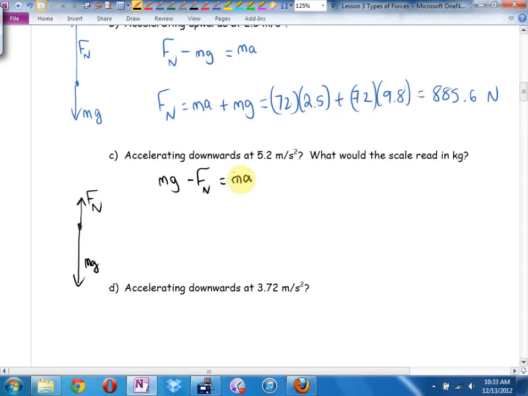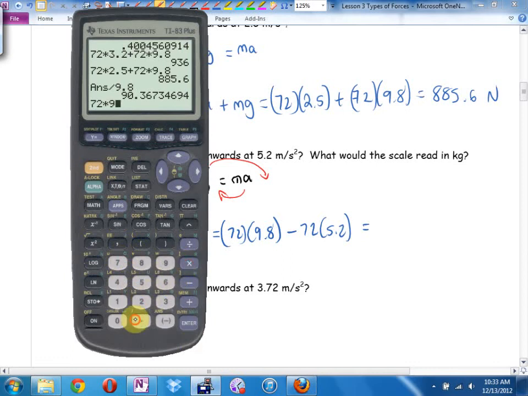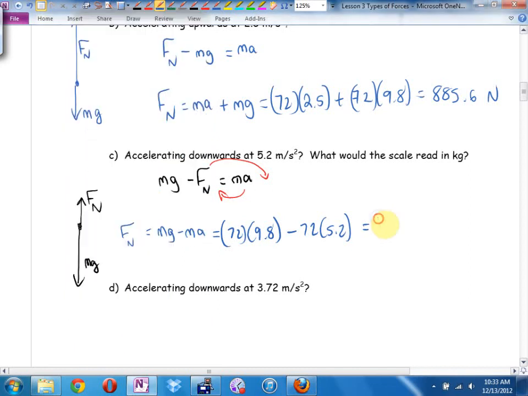To get the normal force by itself here, I'm going to add it to this side and subtract that to that side at the same time. Is that okay, Sean? I'm going to get mg minus ma. That equals the normal force. It's going to be 72 times 9.8 minus 72 times 5.2, 331.2 newtons.